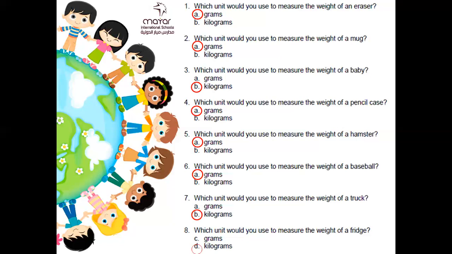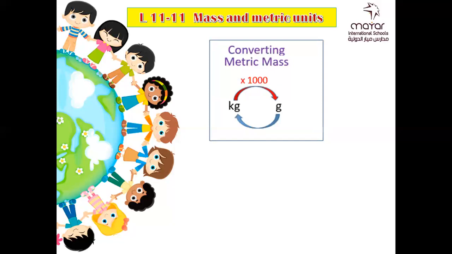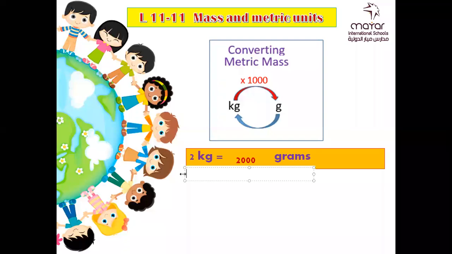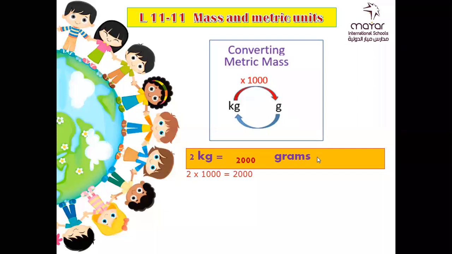Now, we said that the gram is very light and the kilogram is big, is heavy. So imagine that 1 kilogram is 1,000 times the gram. Did you see how heavy it is? So 2 kilograms, we said that from big to small we multiply. So we should multiply by what? By 1,000. 2 times 1,000 is 2,000. So to change from kilogram to gram, we multiply by 1,000. 2 times 1,000 is 2,000 grams.